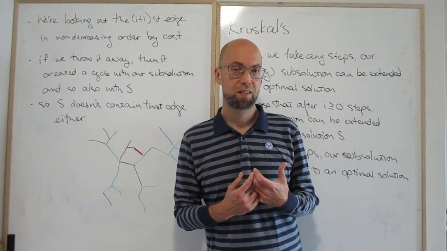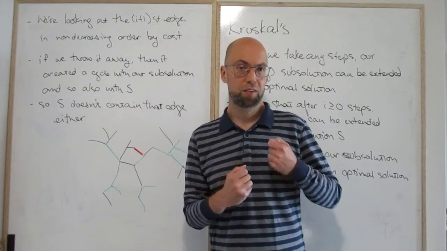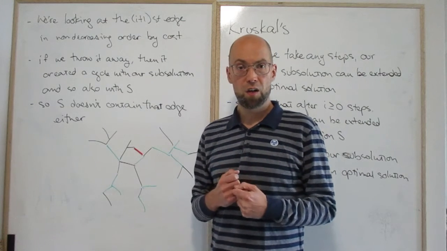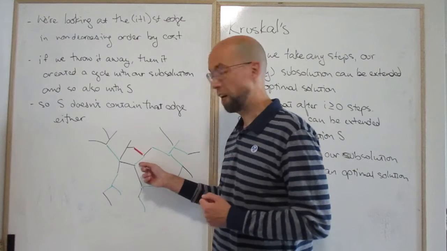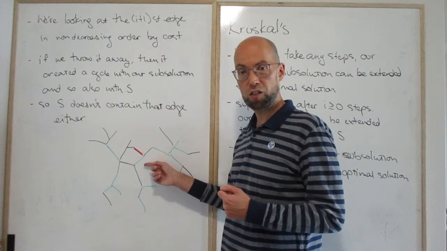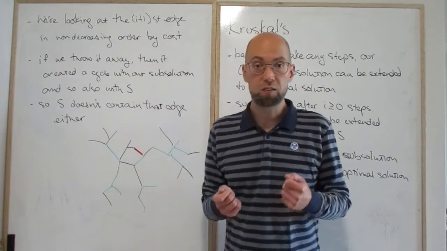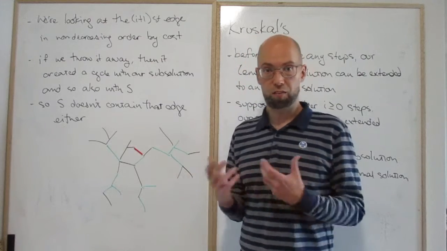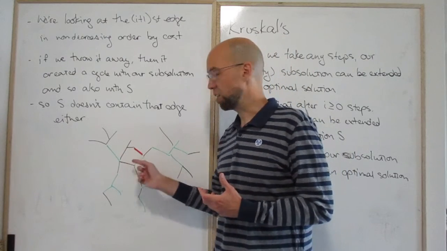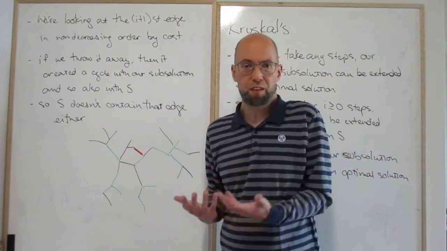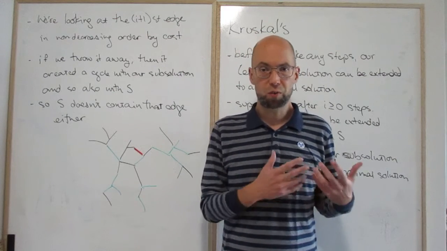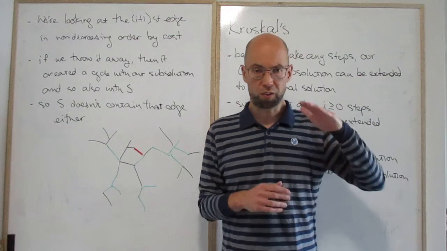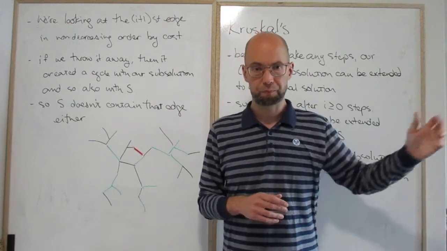Watching the chat. So remember, we're processing the edges in non-decreasing order by weight. We have processed this green edge. So the green edge is cheaper than the red edge, or at most as expensive. But these black edges, they cannot be cheaper than the red edge. Otherwise, we would have processed them first. So their cost is equal or larger.